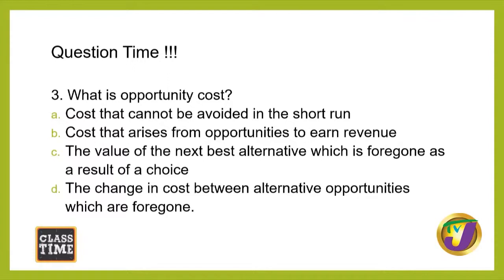And I can hear the excitement coming through the television. And yes, you are right. The answer is C, the value of the next best alternative, which is foregone as a result of a choice.